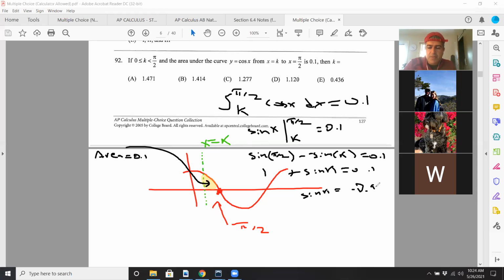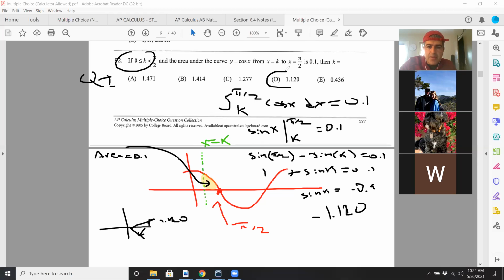And then you do inverse sine of negative 0.9. You get negative 1.11 or negative 1.20. The problem is that that's in the fourth quadrant. We clearly want this in Q1. So you just have to find the equivalent angle in Q1, which would be positive 1.120. And that's what the answer is going to be, D.